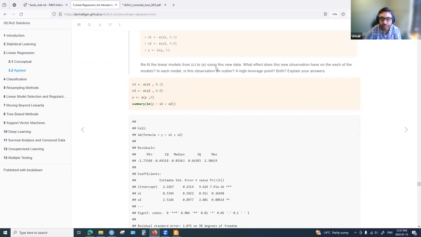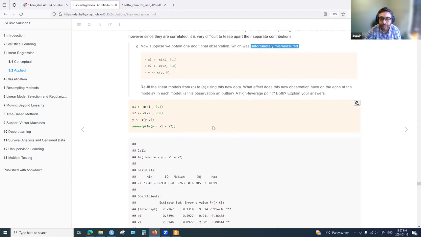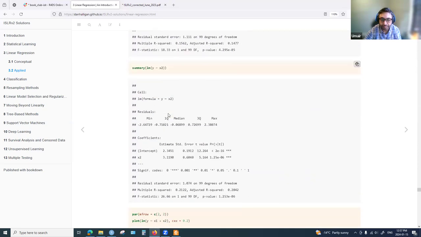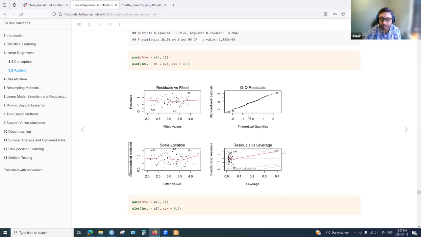Refit the linear models from C to E using this new data set. So there's one additional point, but this is mismeasured, which means that this is an outlier. And we fit all three models again, and we look at the diagnostic plots.